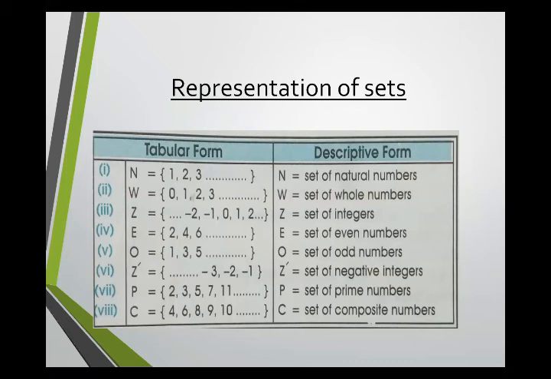Now the next one is O. Odd numbers are represented by O. Here are some odd numbers: 1, 3, 5, and so on. We write this set in descriptive form. O is equal to set of odd numbers.